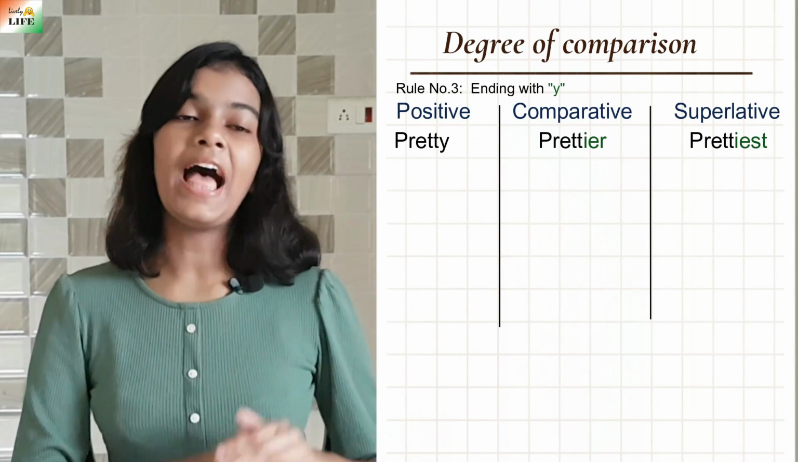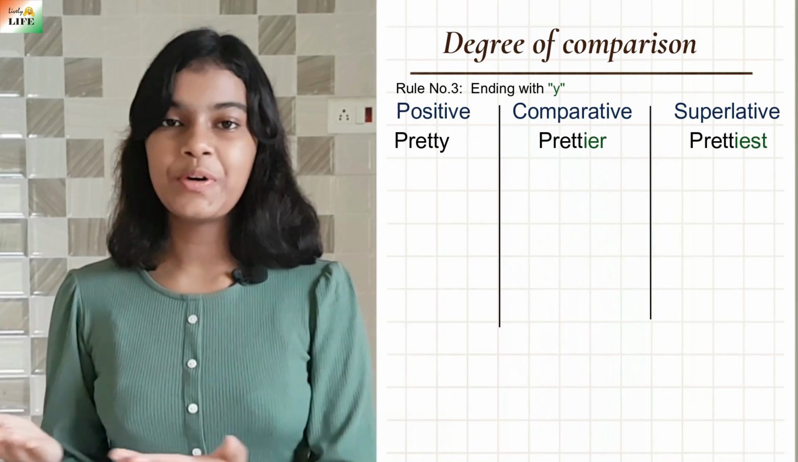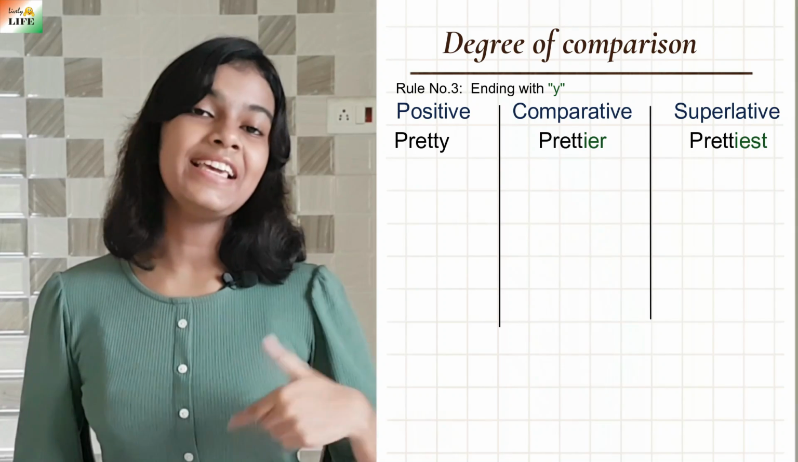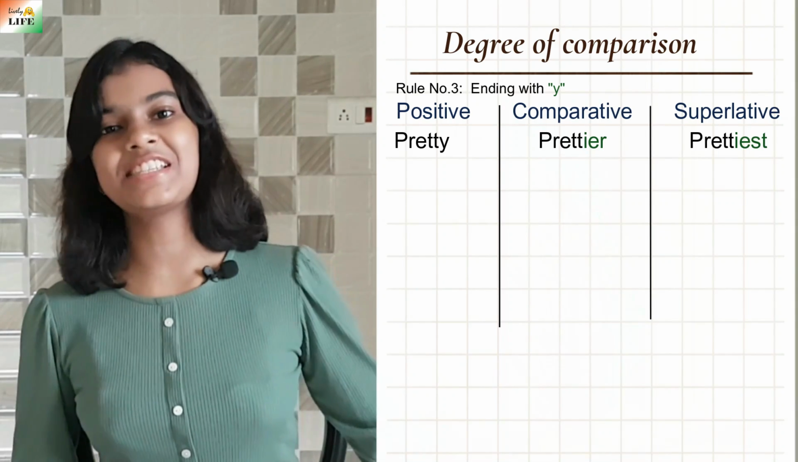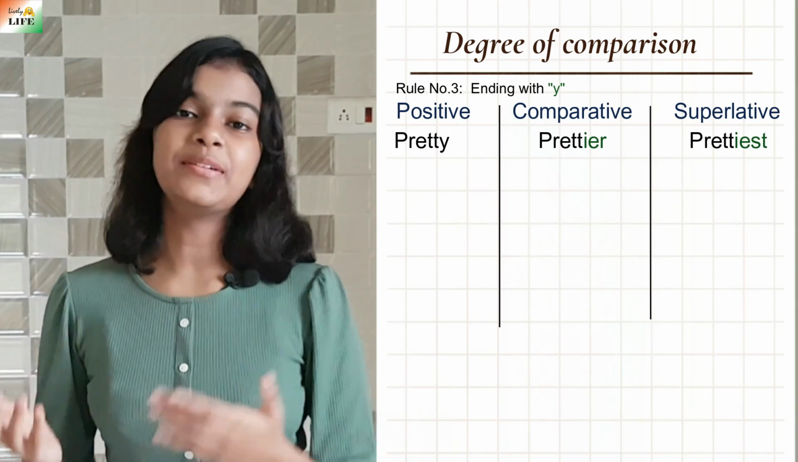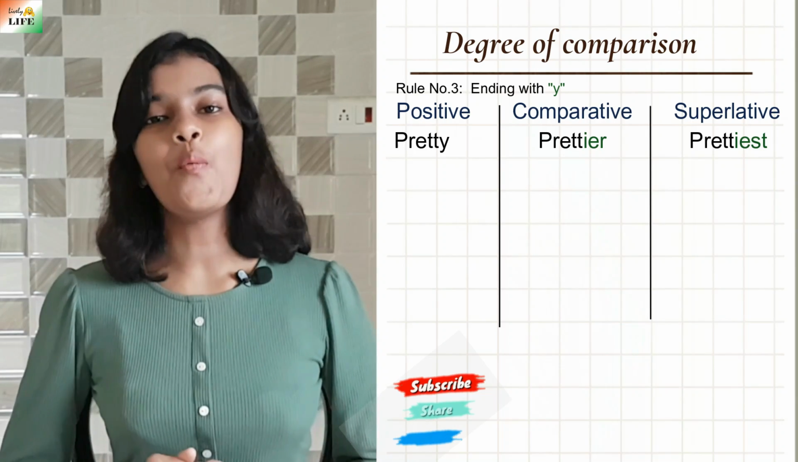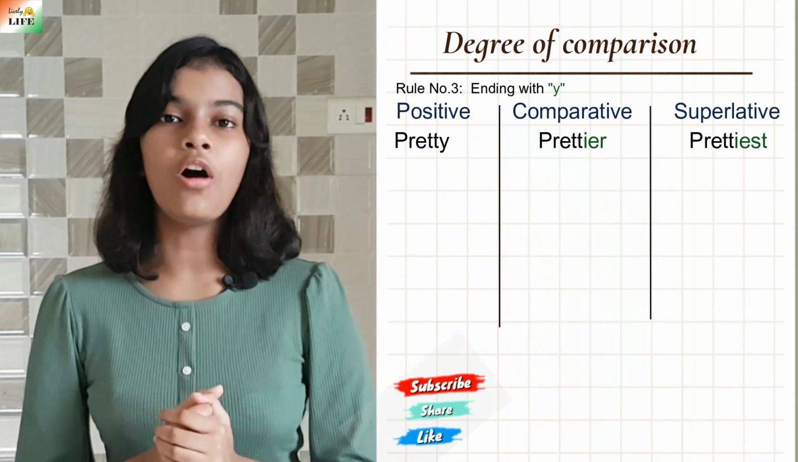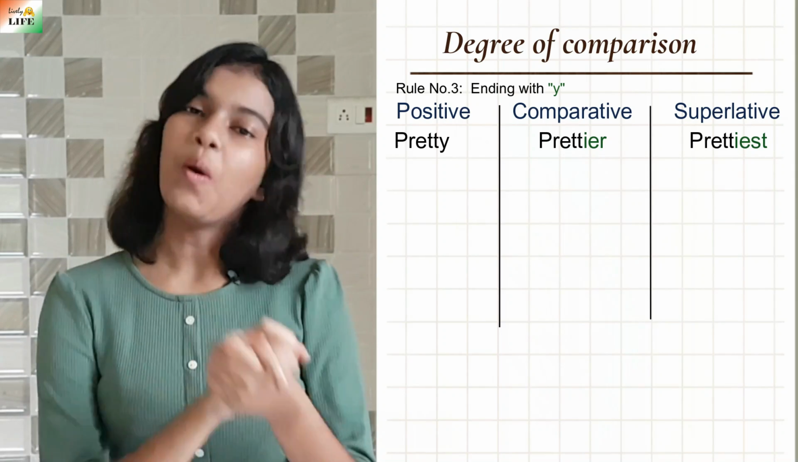Cut the Y, add IER. Prettier. Okay? Or cut the Y and add IEST. Prettiest. Prettier, the prettiest. That is how we form comparative and superlative adjectives of adjectives ending with Y.